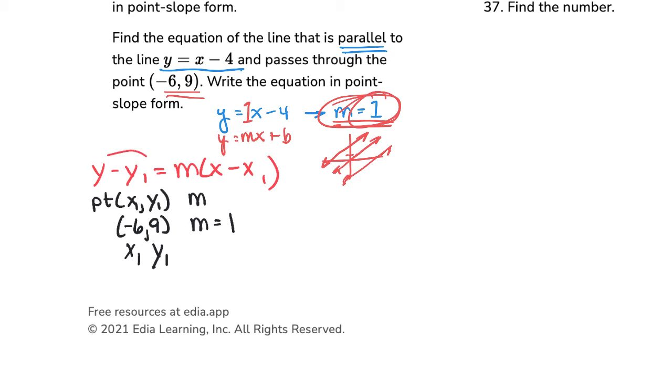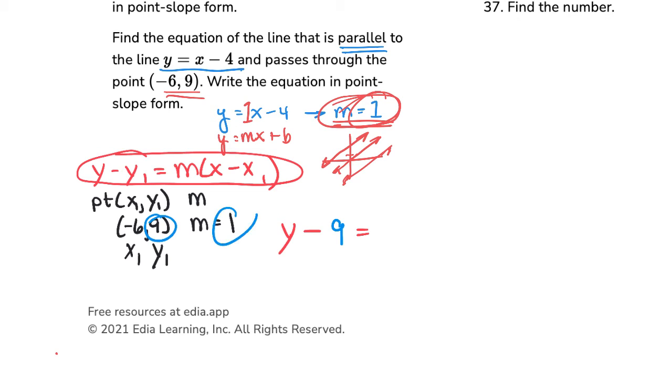And so I rewrite this equation. And I go y minus y1. Well, what's y1? y1 is a 9. Okay, and that equals m. Well, what's m? m is a 1. Then parentheses x minus x1. What's x1? x1 is negative 6, so I get minus negative 6. Note that double negative you get there.